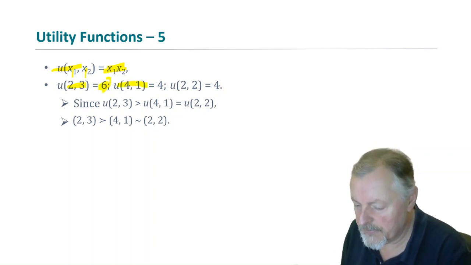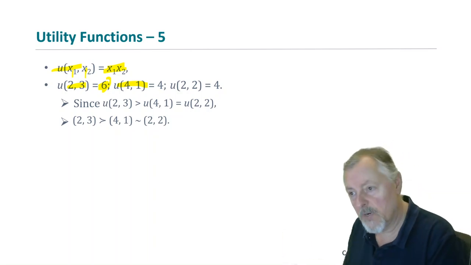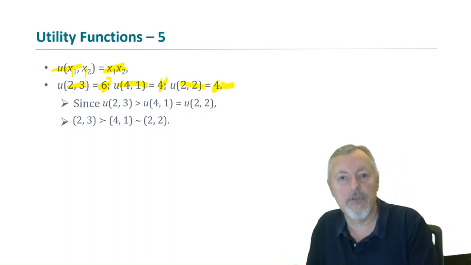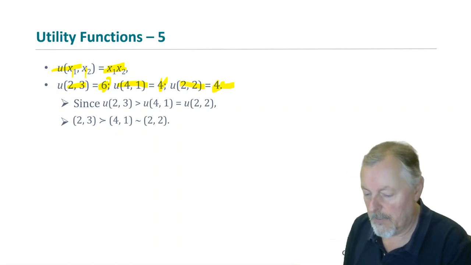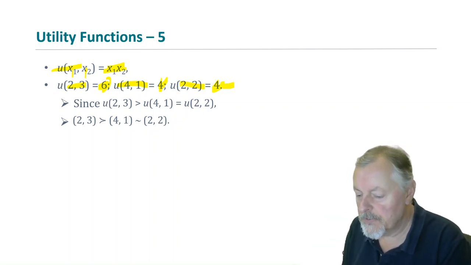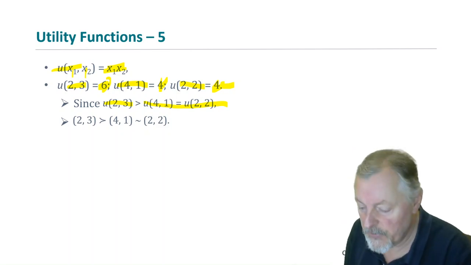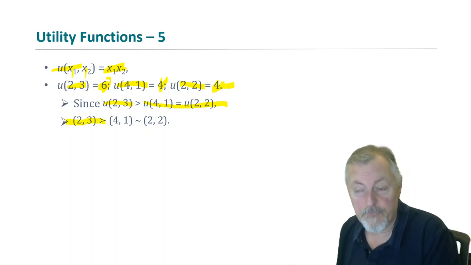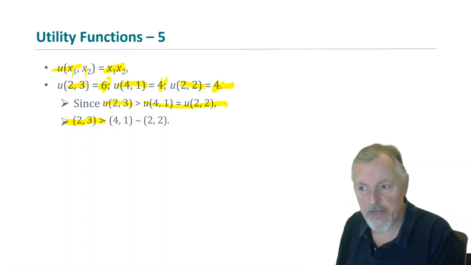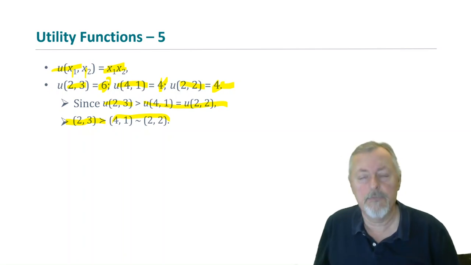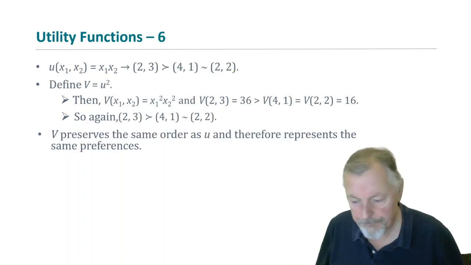The utility of this consumption bundle, 4 units of the first thing and 1 of the second, well, that's 4 times 1, that would be 4. And if you have 2 and 2, it also gives 4. Now, since the utility you get from this bundle, 6, is greater than the utility you get from either of those, it means that you strictly prefer the first bundle over either of the second 2. And you're indifferent between the second 2 because they both, from this utility function, have a utility of 4.